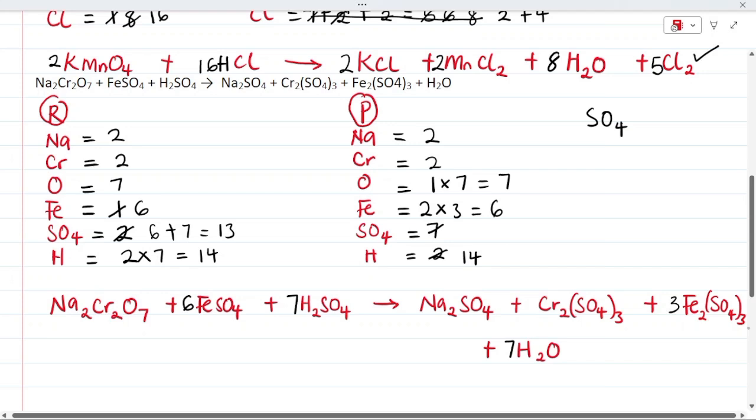This definitely will not be 7 anymore. We have 1 from here, plus 3 from here, plus 3 times 3. Always remember, the number of moles in front affects the subscript, which is at the bottom. 3 times 3 is 9. 1 plus 3 is 4. 4 plus 9 is 13. Hydrogen still remains 14.